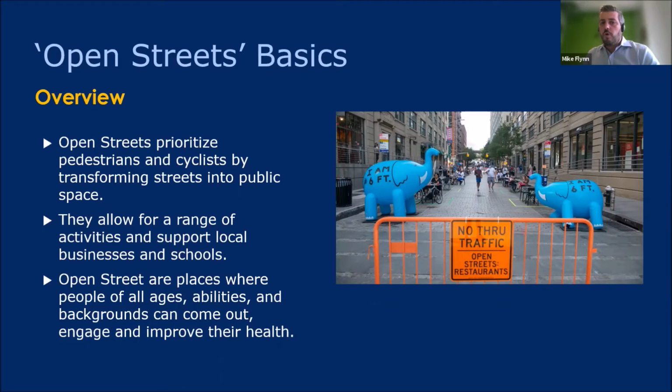And open streets allow for a range of activities. Some are more oriented to physical activity, or socializing, or even supporting schools and businesses, just creating space. And we've seen it evolve, which I'll talk about in a moment, during the pandemic. And open streets are places where people of any background, any physical or other ability level, different ages, can come out and socialize, get exercise, and have access to open space. Next.